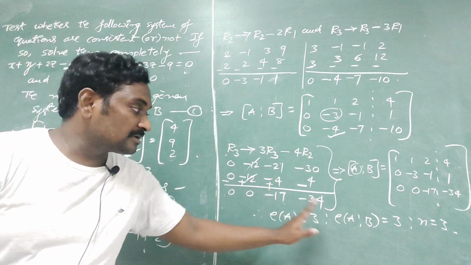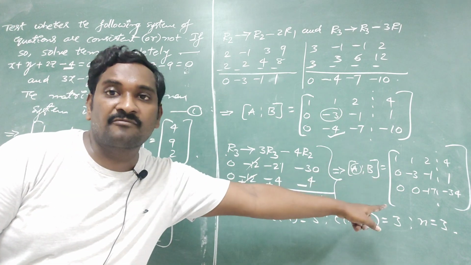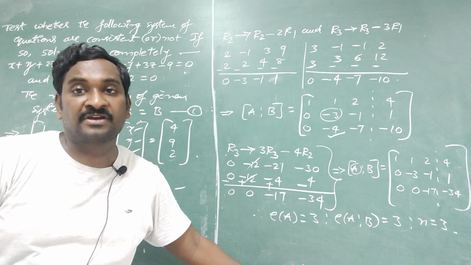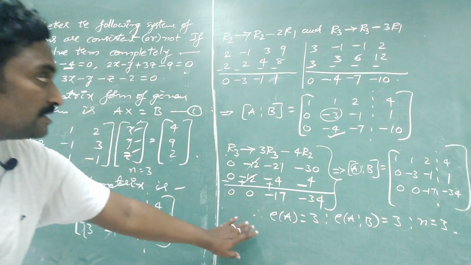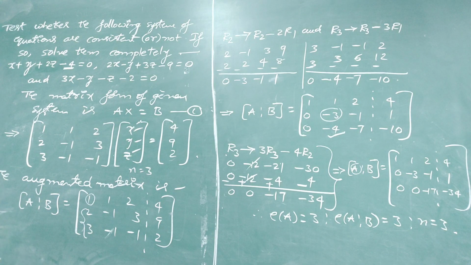If rank of A is equal to rank of AB is less than the number of unknowns, then given system has infinite number of solutions. Don't forget it. Now I will find out that unique solution.